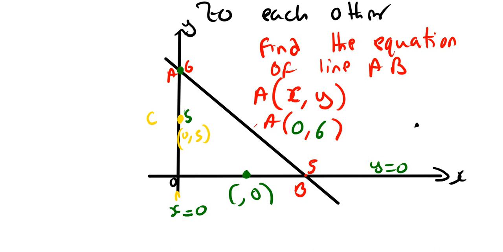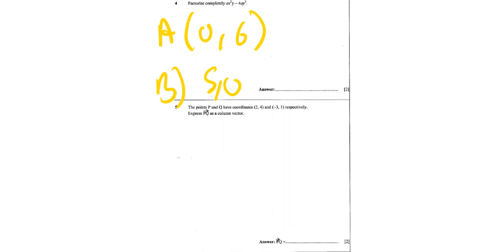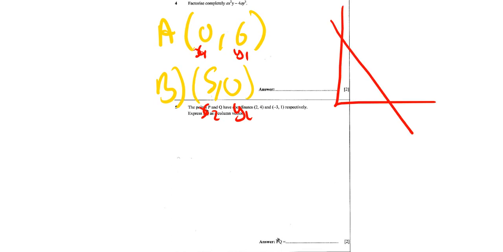Since B is now very easy to extract, because here it's cutting at x equals 5, that is 5, 0. We know that in the x-axis all the coordinates of y are 0. So since now I've got the coordinates, let's write them: A is 0, 6 and B is 5, 0. So now we can say this is our x1, that's our y1, that's our x2, and that's our y2. Remember that our diagram looked something like this. Our 6 was there and our 5 was there.